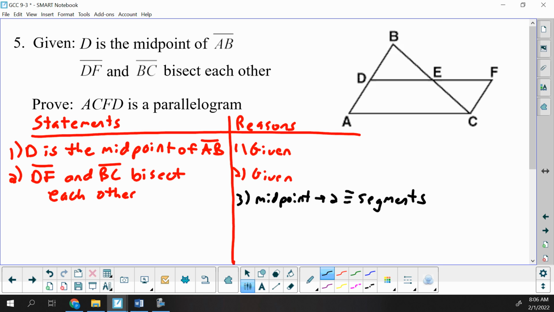If D is right in the middle of AB, then that means that AD is congruent to DB. We set it in our proof. Let's mark it in our picture.